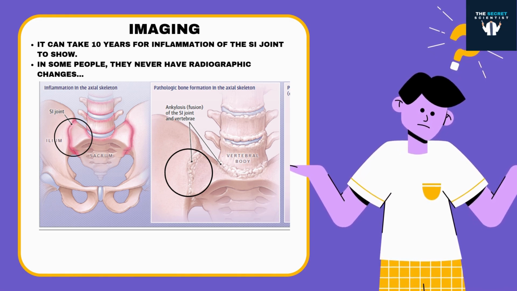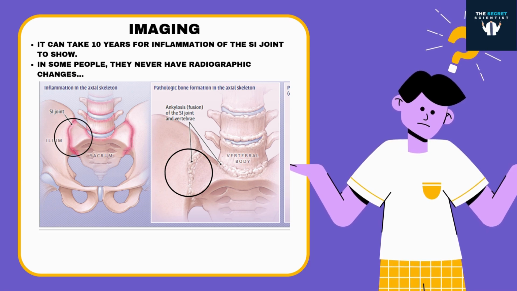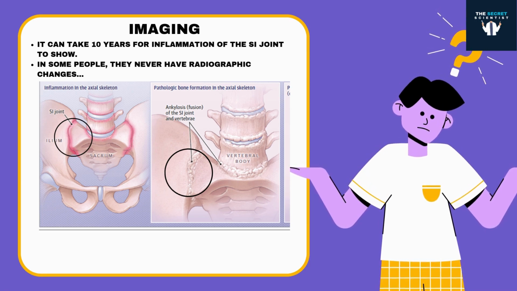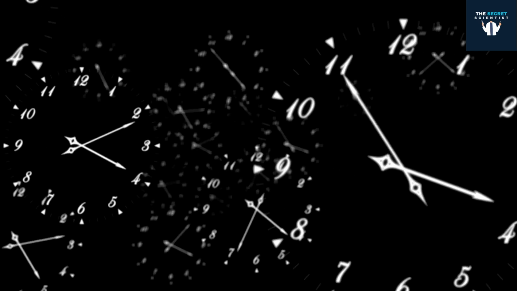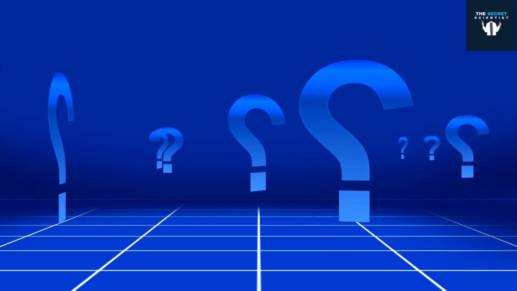However, what we know is that it can take up to 10 years for inflammation of the SI joint to show, and in some people, they never actually have radiographic changes. So based on this, you can understand why it takes around 8.5 years on average to get a diagnosis of AxSpA, because when you look at the symptoms, the blood tests, and the imaging techniques, what shows for one person might not show for another person, which makes it incredibly difficult to diagnose the disease.